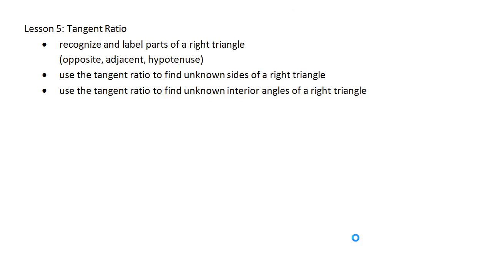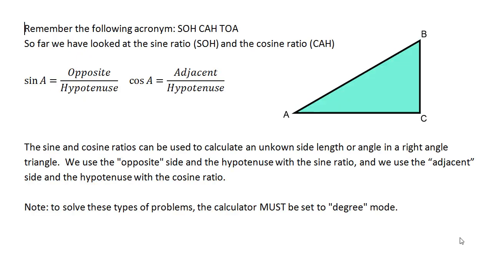So we're on the last lesson of Unit 1, Lesson 5, and Lesson 5 is about the tangent ratio. Now remember, in the last two lessons we learned about the sine ratio and the cosine ratio, and the tangent ratio is the third and final ratio. And we're going to learn how to, or I should say review, how to label the sides of a right triangle as opposite, adjacent, and hypotenuse. And then we're going to look at how to use the tangent ratio to find the side length of a right triangle and also an angle.